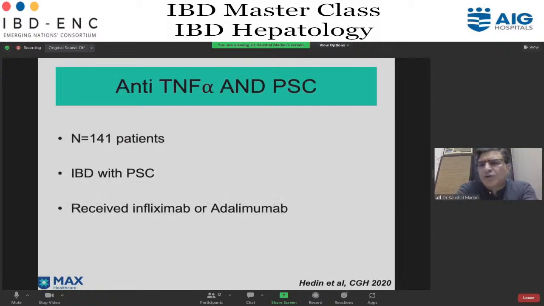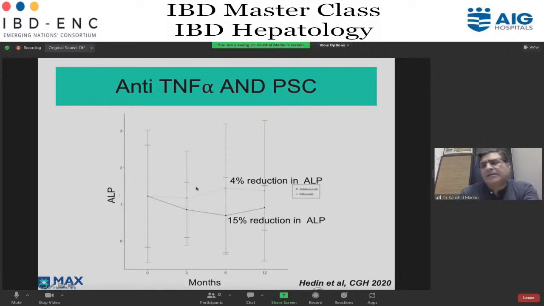So these are the two studies which have looked at the association of anti-TNF-alpha when it was given to patients with IBD PSC and its impact on PSC and liver biochemistry. So these were 141 patients with IBD PSC who received either infliximab or adalimumab, and they showed that with infliximab, the reduction in ALP was about 4%. It was significantly higher in patients who were receiving adalimumab. But in terms of clinically meaningful response, there was no effect of anti-TNF drugs on the natural history of PSC.